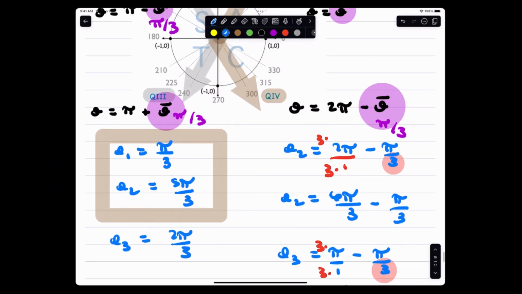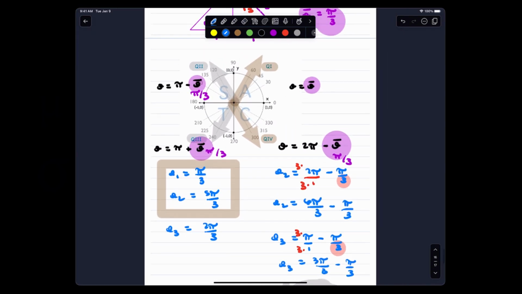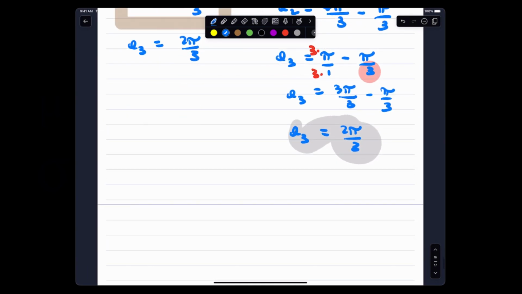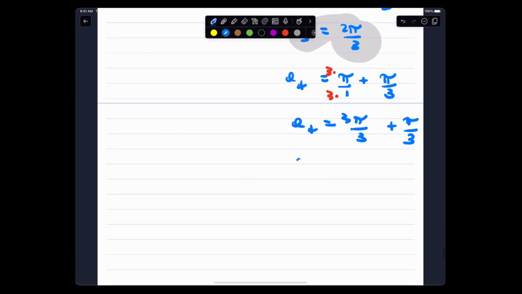So then this last is pi plus pi over 3. Is that right? So now you just do pi plus pi over 3. And so, ladies and gentlemen, theta 4 by the arithmetic, pi plus pi over 3 over 1, multiply top and bottom by 3. And you should be good to go there. And so theta 4 is 3 pi over 3 plus pi over 3, which gives you 4 pi over 3.